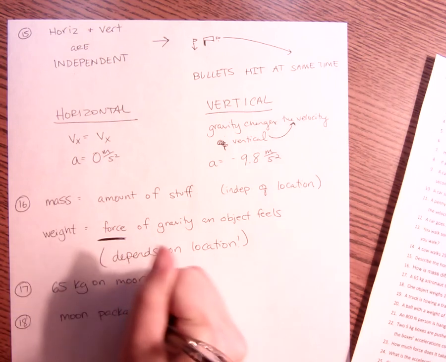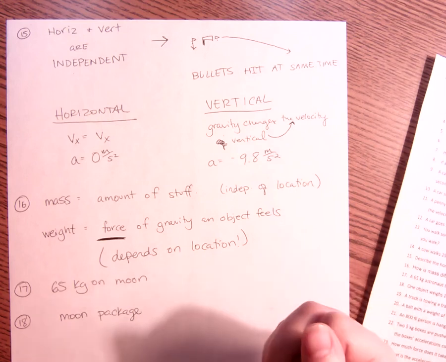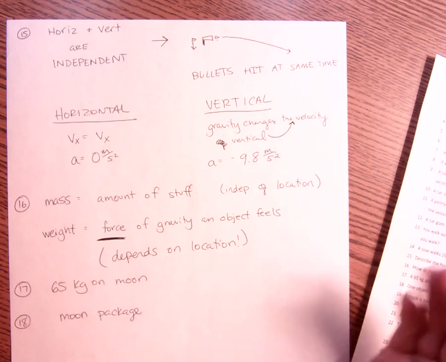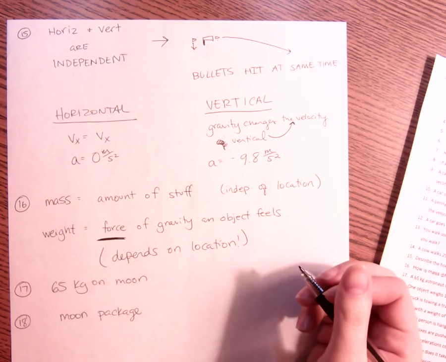Another way you can think about it is if you took the package on the moon back to Earth, what would its weight be? Would it be more or less than 100 newtons? It would weigh more because the force of gravity is going to be more.